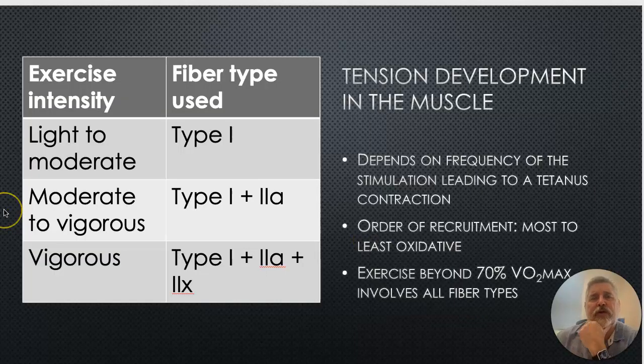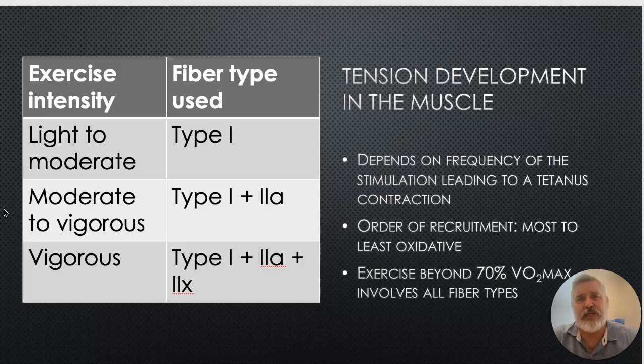So if you look at fiber types and exercise intensity, light to moderate, we have type 1. Moderate to vigorous, you have type 1 and type 2A. And then vigorous is type 1, type 2A, and 2X. So what this means is, if I'm doing something at a high intensity, I'm recruiting type 1 muscle fibers first, then 2A, and then 2X. That's why we like to do HIIT training or higher intensity training instead of just having people go slow all day long. I can't recruit 100% of my muscle fibers unless I increase that intensity.